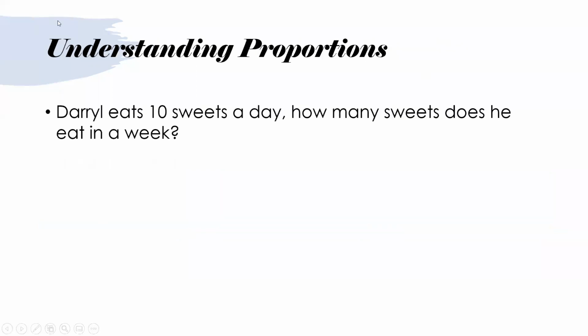Now let's understand proportions for real this time. Daryl eats 10 sweets a day. How many sweets does he eat in a week? This is a simple question, and let's annotate it to make sure we know what it's asking for. In a week. What's a week? 7 days. Exactly.